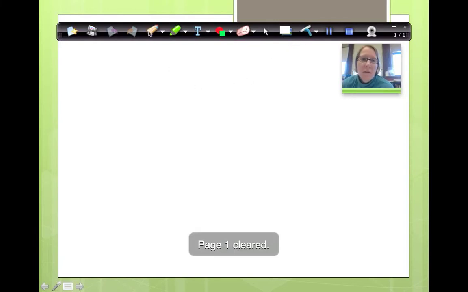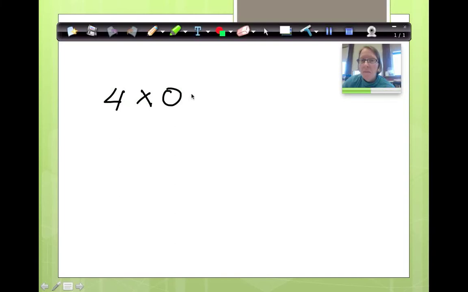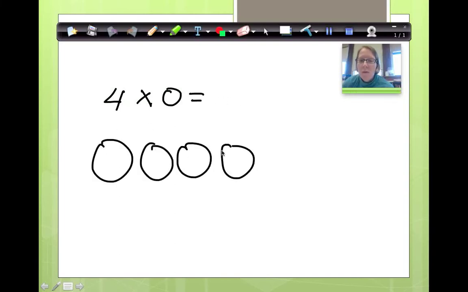let's do some zeros. So, if I have 4 cookies and if I have 4 plates and I don't put any cookies on them, how many cookies do I have on the plates? So if I have 4 groups of 0, how many do I have? So draw your plates, put your cookies on there. I have 4 plates and no cookies. How many cookies do I have? I don't have any cookies.